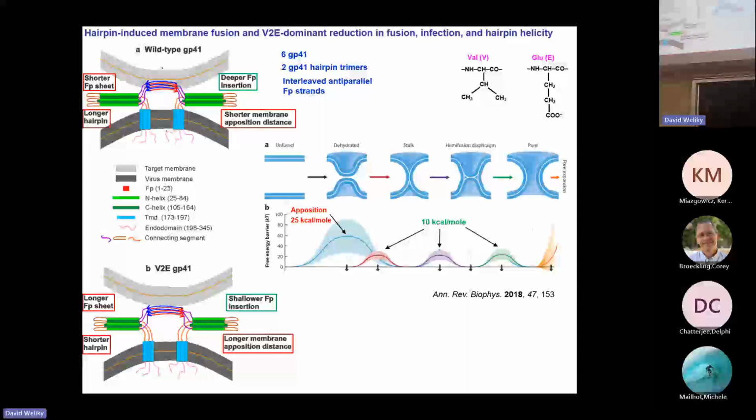So if you make a shorter helical hairpin, by geometry you can't hold the virus and the host cell membranes as close together. Having the virus and host cell membranes further apart will really reduce the rate of membrane fusion, because at least by calculation, the largest barrier in fusion is simply bringing two membranes close together. And so if you hold them further apart, they will be much slower at fusion. So I think that brings together the earlier part of my talk and the work on the structural distributions of wild type and V2E.